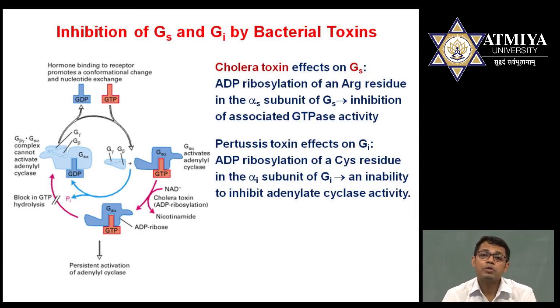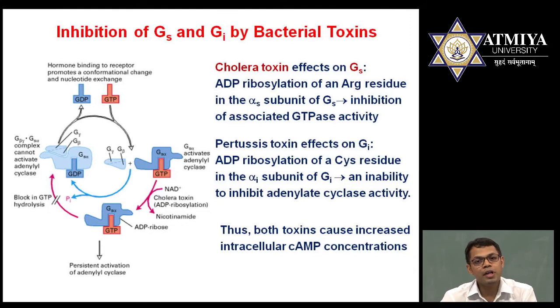But due to pertussis toxin, ADP ribosylation again occurs, and due to ADP ribosylation, GI becomes inactivated. Due to inactivation of GI, it is no longer going to bind to and inhibit adenylyl cyclase. The role of GI is to decrease the cyclic AMP. Now if GI is not working due to ADP ribosylation, it is not able to inactivate the enzyme, and hence the cyclic AMP level will be increased.